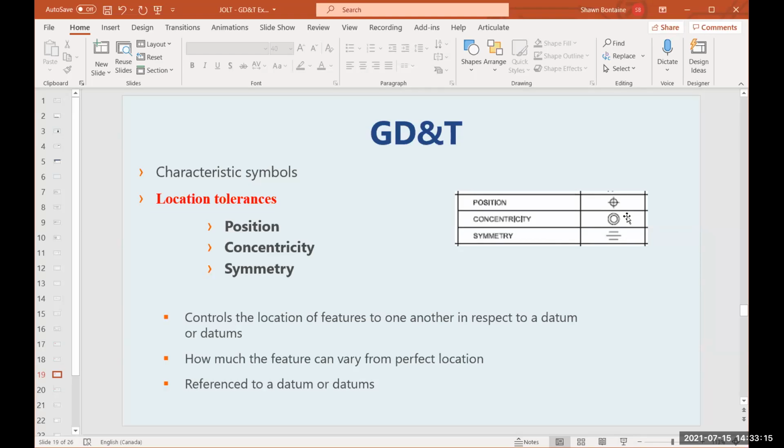Concentricity is an axis-to-axis control. You have a step shaft or a coaxial shaft, and you're comparing the axis of the feature back to the axis established by the datum. And symmetry, I've got a notch that's machined in the middle of the part, and I want to make sure it's right in the middle. That is where symmetry would be applied. In the 2018 standard, we could now substitute position in for both concentricity and symmetry, making them redundant.